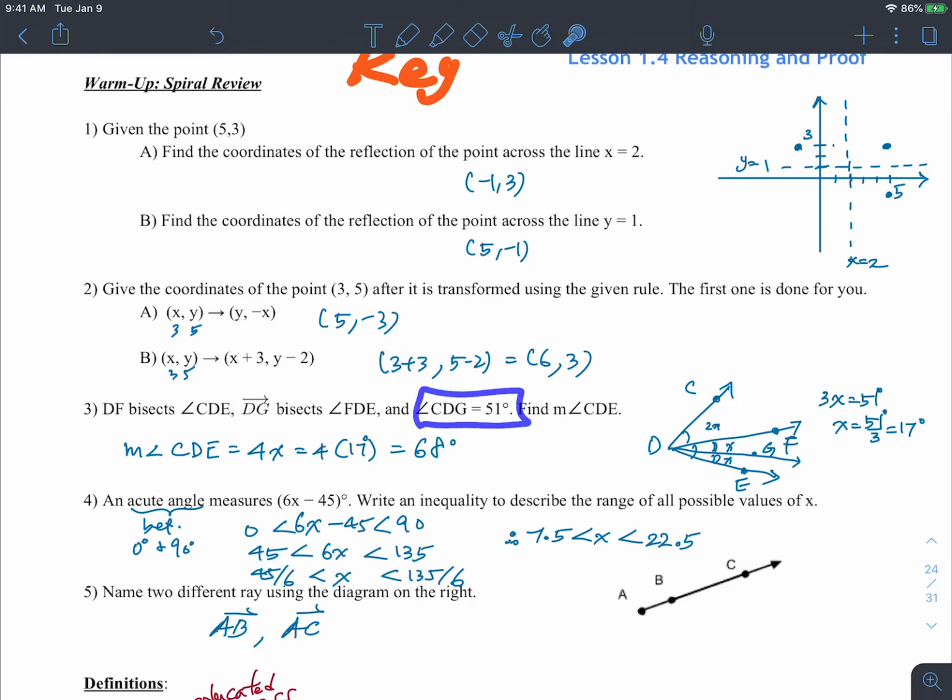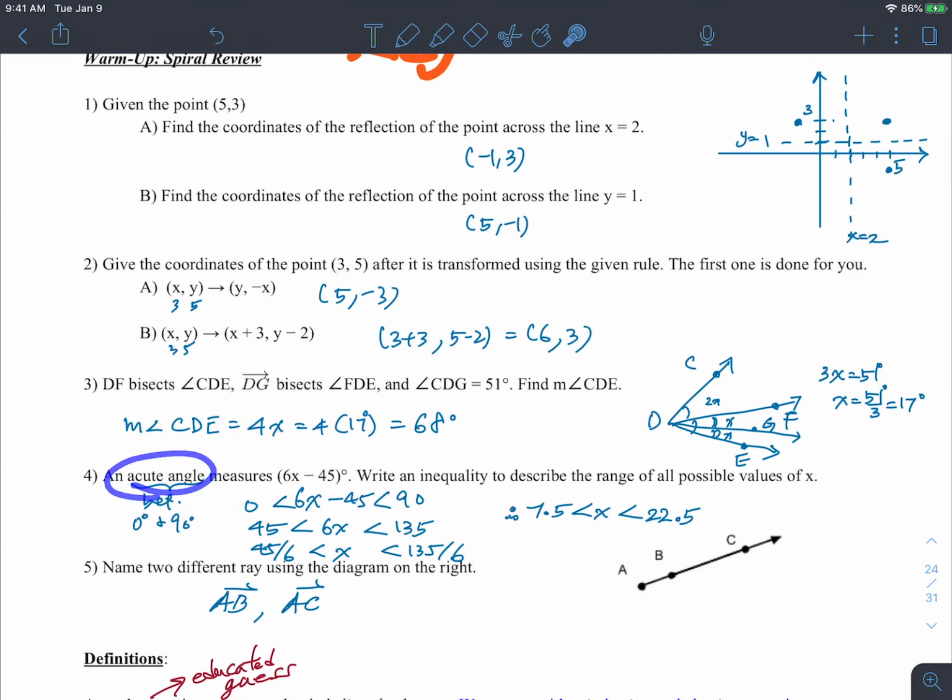Now, if CDG, right there, is 51 degrees, that is 2x plus x, which is 3x. So I found the x value, which is 17. And the question is asking you CDE. CDE, that's made up of 4 x's. So 4 times 17 is 68.